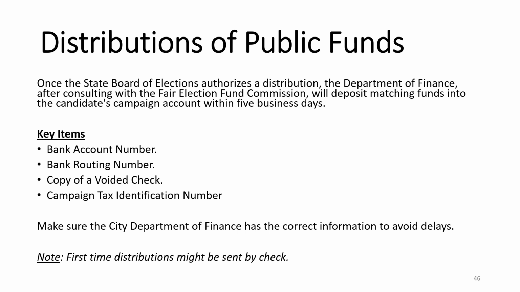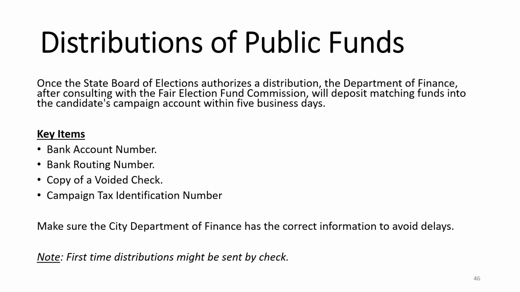Key items needed so that the distribution is not delayed in getting processed are, 1, the bank account and bank routing number, and 2, the campaign tax ID number. It is important, in order to prevent delays or errors, that you keep the City Department of Finance updated with any changes to your bank information. Nadine O'Lanaran will be reaching out to each candidate upon the filing of Notice of Intent to collect this information.